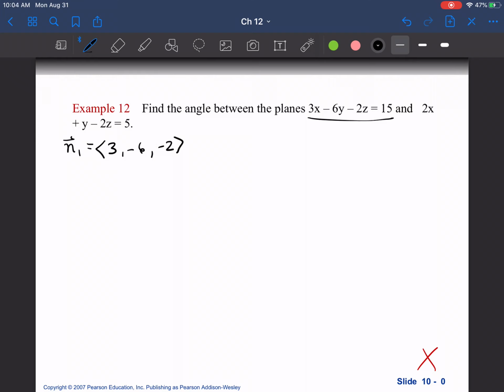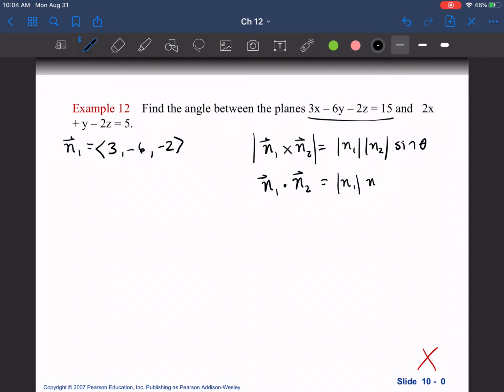Then you have your option. Remember that the magnitude of N1 cross N2 is the magnitude of N1 times the magnitude of N2 times the sine of the angle between them. Or you can do N1 dot N2, which is the magnitude of each of them times the cosine of theta. Use either one of those to go through and find the angle. Try both ways and see what happens.